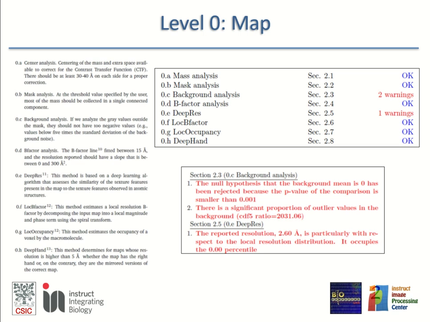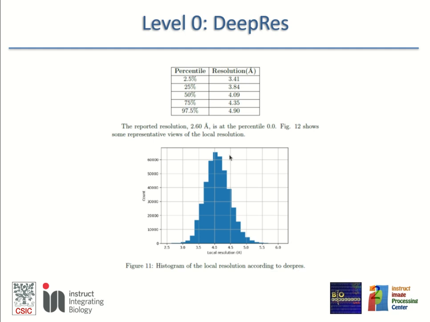Also, for instance, here the reported resolution is particularly high with respect to the local resolution distribution, and then here we can see, so we have reported a resolution of 2.6 angstroms, while the local resolution distribution is more centered around 4, and 2.6 is in one of the extremes.